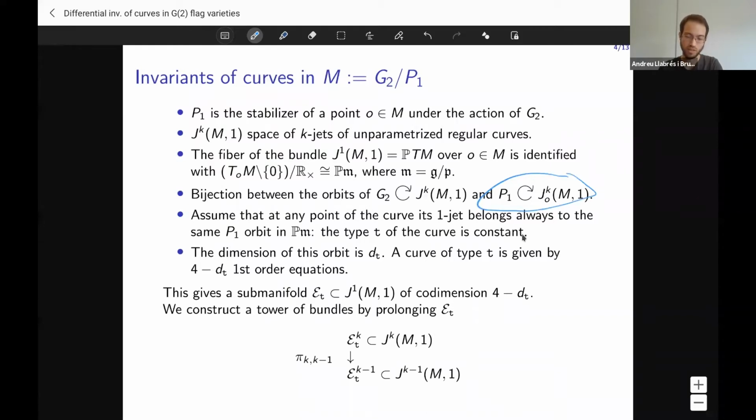As we said, we will assume that the curves have constant type, so it means that at any point of the curve, the first jet always belongs to the same P1 orbit in the projectivization of M. Then some more notation: d_t is the dimension of this orbit. The corresponding curve of type T will be given by 4 minus d_t first order equations. This gives a submanifold that we will denote by epsilon_t, and it has codimension 4 minus d_t. Then when we prolong this manifold, we get a tower of bundles in k-jets.